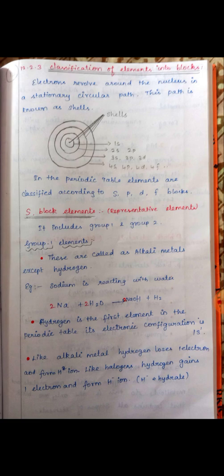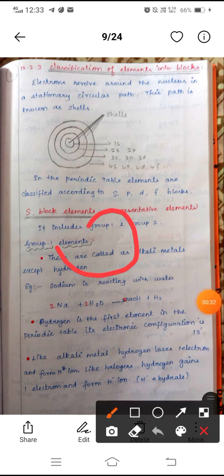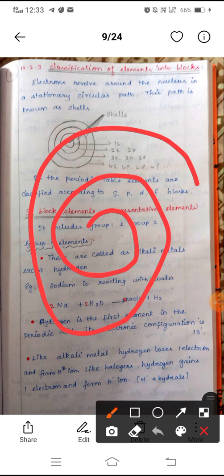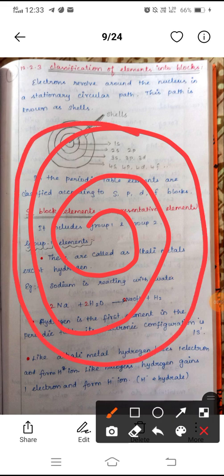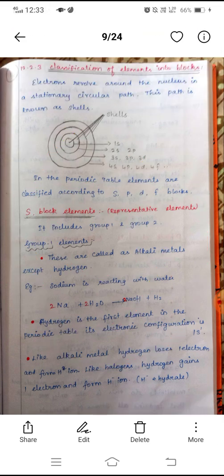See here, electrons revolve around the nucleus in a stationary circular path. This is how the electrons revolve. Likewise, this path is known as a shell. What do they call all these paths? They are denoted as shells.